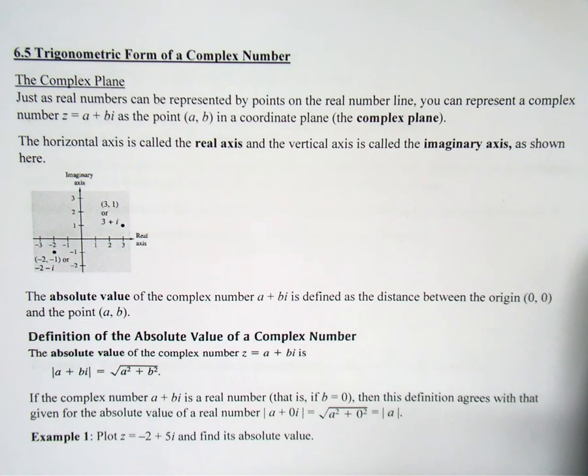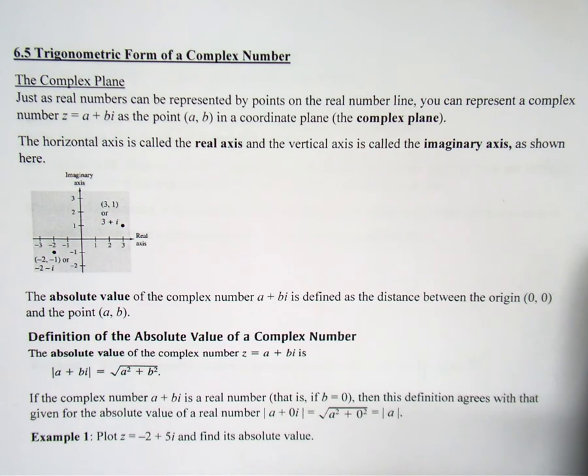Hello, Pre-Calculus. Here is your video lesson for today. We have the trig form of a complex number. Just as real numbers can be represented by points on the real number line, you can represent a complex number, z equals a plus bi, as the point a comma b in the coordinate complex plane.